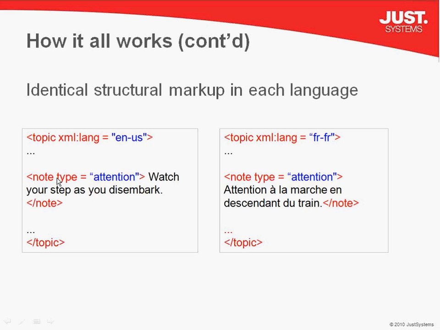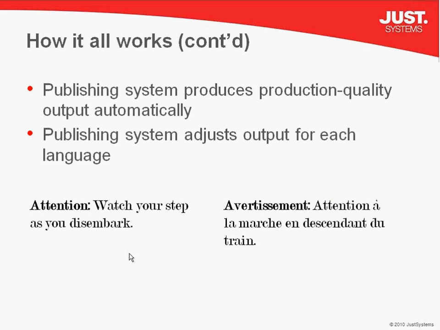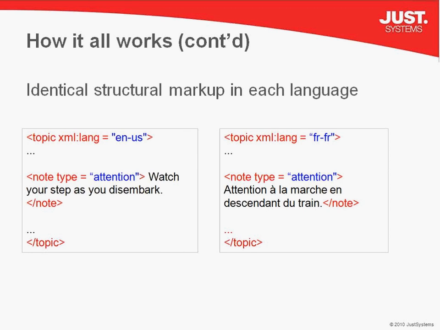All of the element names, all of the attribute names, all of the attribute values, everything throughout the file is going to be exactly the same, except this language code at the top, and of course the actual content of your file. So you've got your folder and file structures parallel, your structural markup exactly the same. The only things that are different are this language code at the top of the file and your actual content.